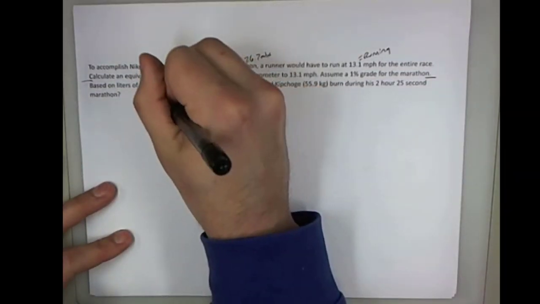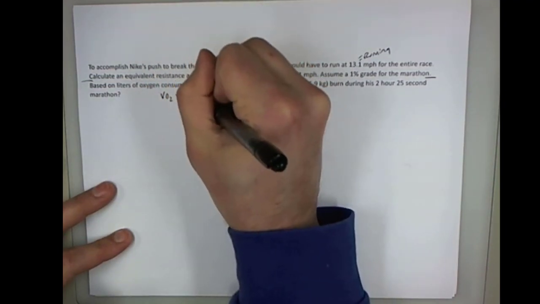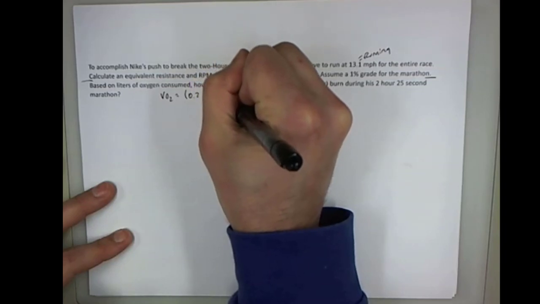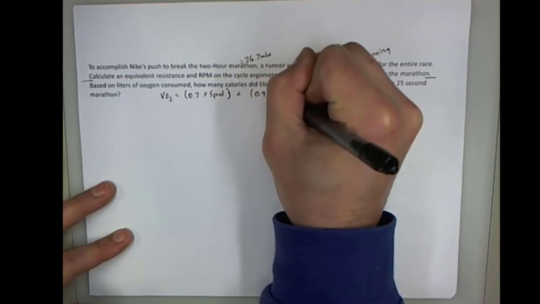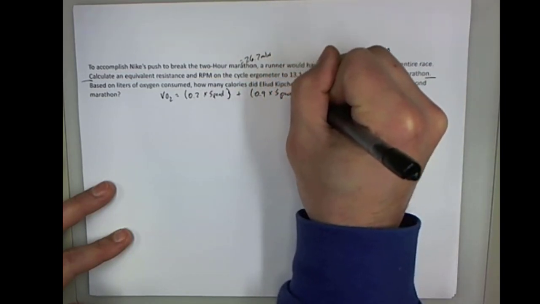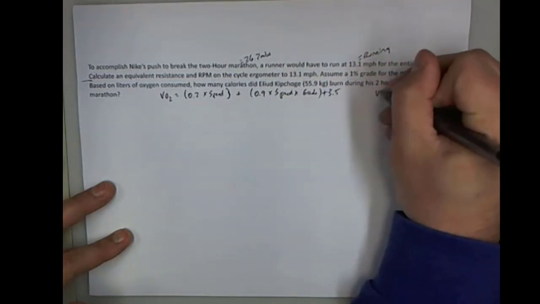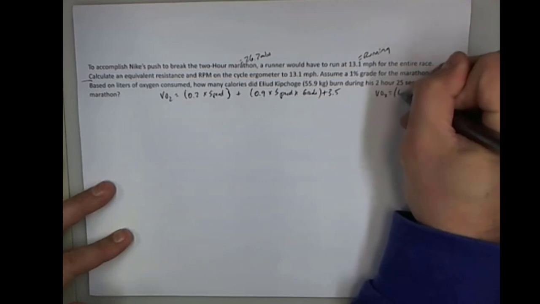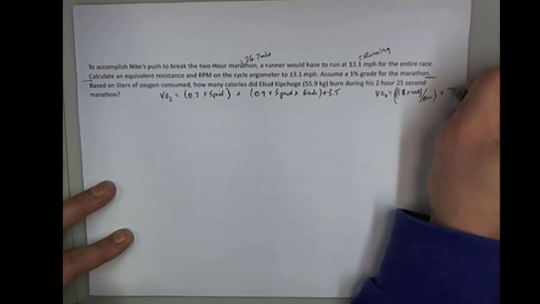So again, I like to start out by just writing out our equations that we know we're going to need to use. So VO2 for the running is 0.2 times speed plus 0.9 times speed times grade plus 3.5. Conversely, our cycling equation is VO2 equals 1.8 times work rate divided by body weight plus 7.